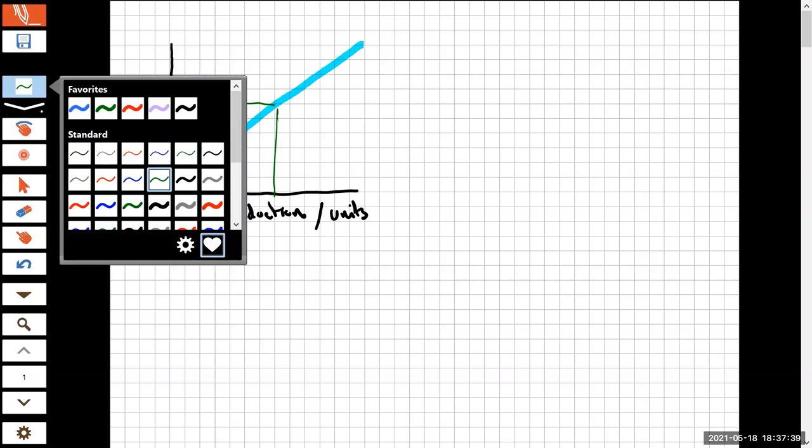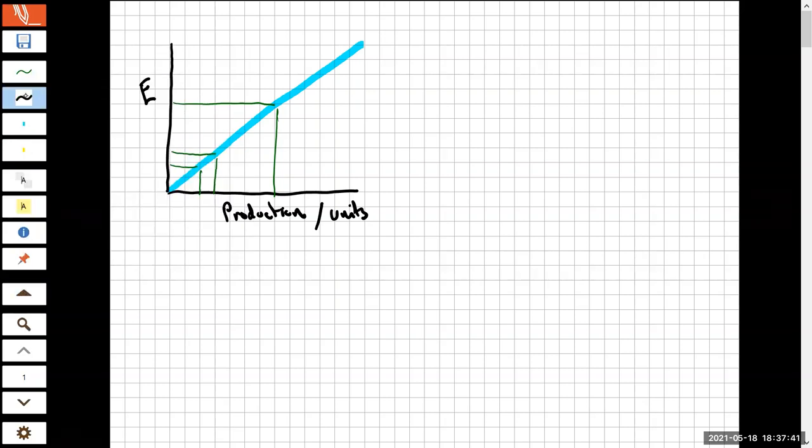Okay, so here's the second question. Just get back to the black pen again, get off the laser pointer. Here I'm drawing another graph. Not a very straight line, but I hope you can see it's a graph. And we have pounds again here, and we'll just put production again here.